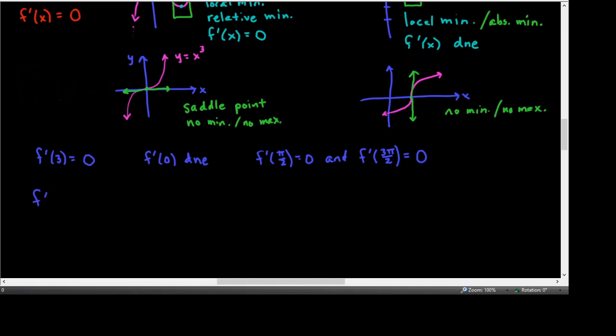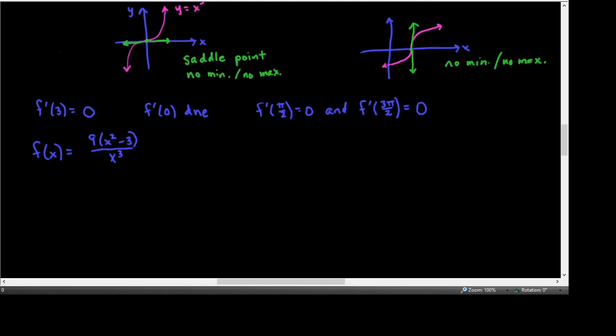Alrighty, so let's go to a specific example. F of x equals 9 times x squared minus 3 divided by x cubed. So what we're going to do is find that derivative. By the way, this is the graph of that. The graph of this function is the first one you saw on figure 3.3. I forgot to say that, but that's what this is.